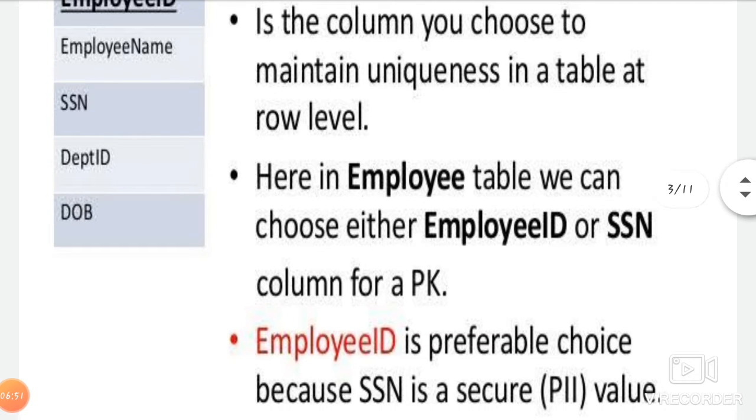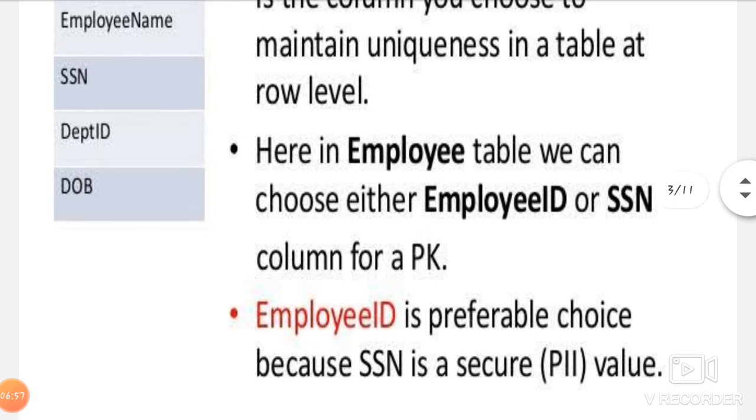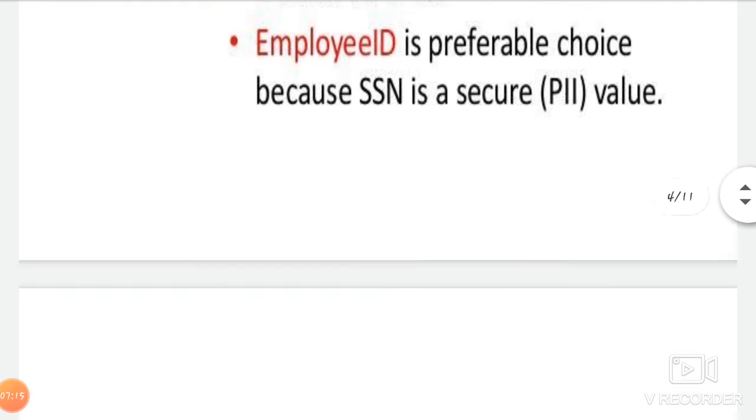So in this employee table, we can choose either employee ID or SSN column for a primary key. But when compared to employee ID and SSN, employee ID is the preferable choice, okay? Because SSN is a secure PIN value, and the employee ID is a more familiar one. So we will go for that. Employee ID is a preferable choice for a primary key.